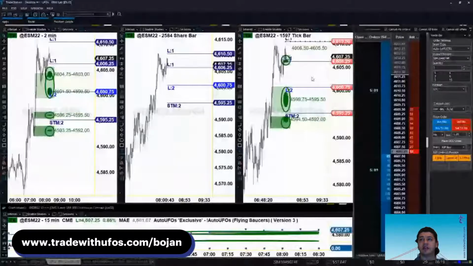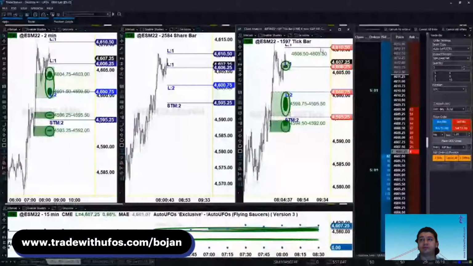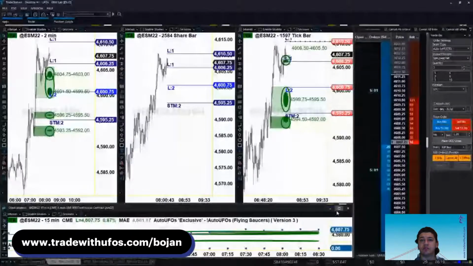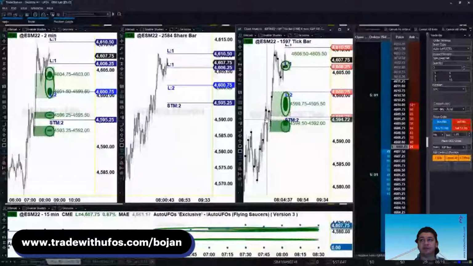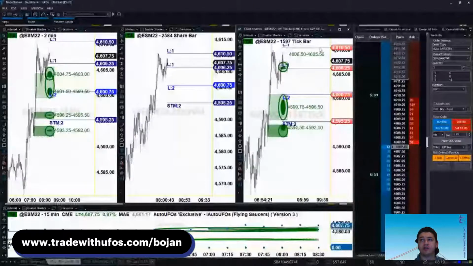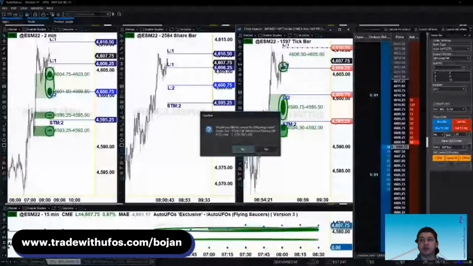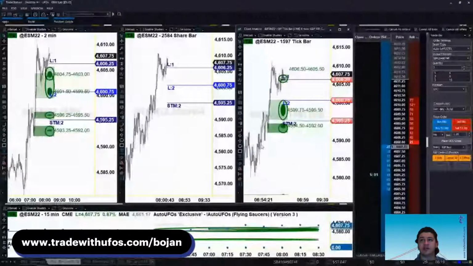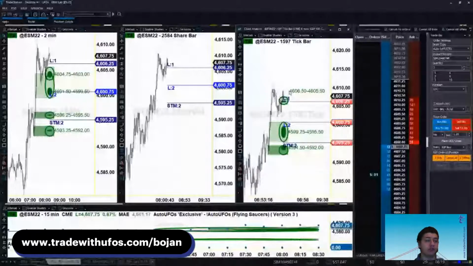Actually, we could load some more data. But for now, we're going to leave it alone. We're just going to cancel this order. And that's our setup. So where do we take our final profits? That's easier shown than said.